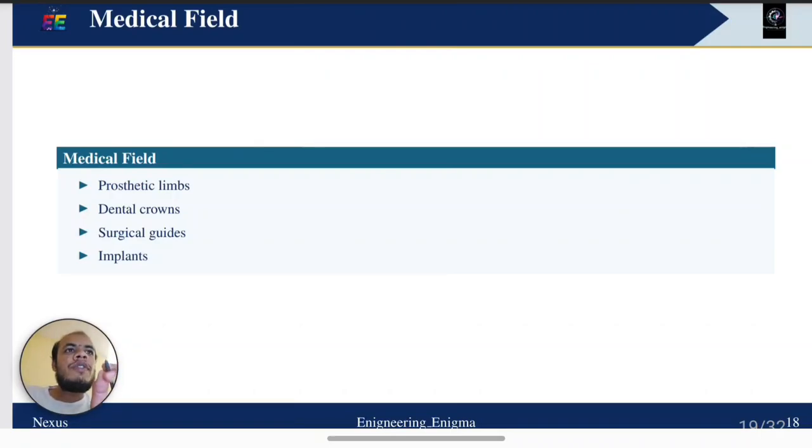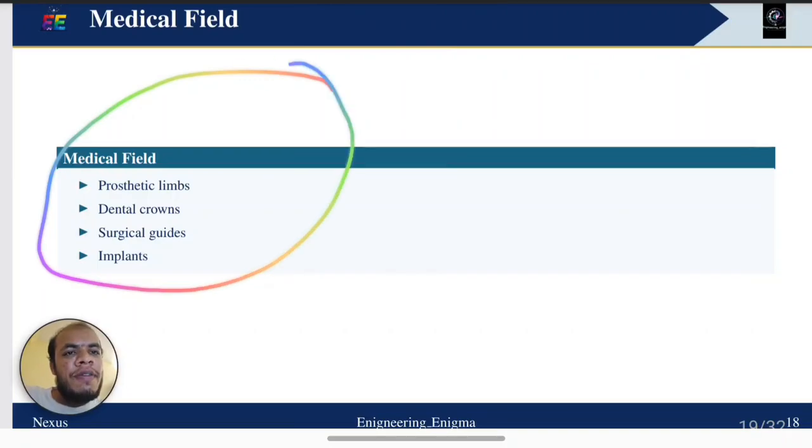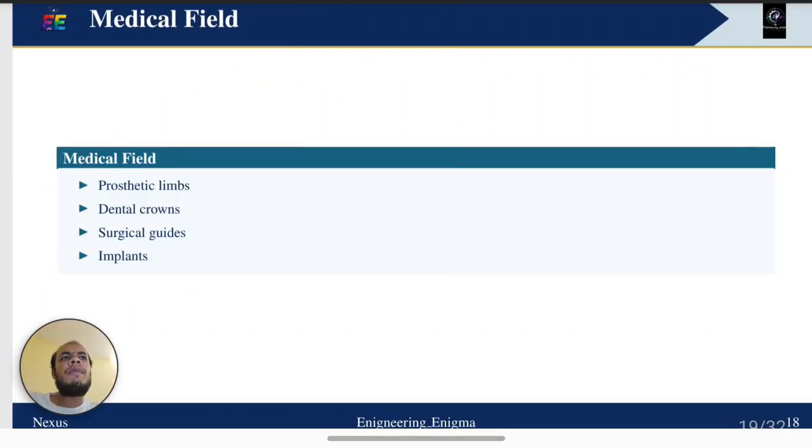Even dentists use it for crowns and dental models. Surgeons use customized surgical guides. And even medical implants can also be produced using 3D printing. So this improves the treatment quality and also patient comfort. That's why in the medical field, 3D manufacturing is creating remarkable success.